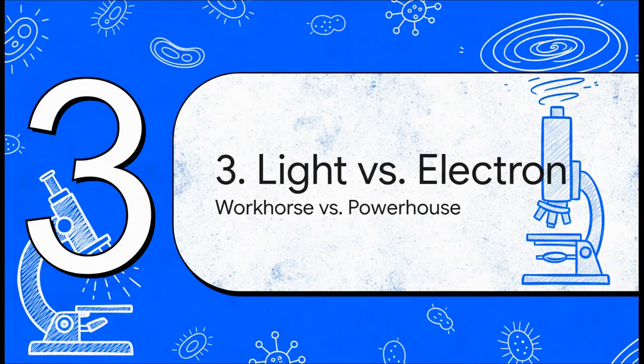Okay, part 3, light versus electron. Now that we've got the basics down, let's look at the machines themselves. It's time for the big comparison between the two main types you need to know. The light microscope, that's the trusty workhorse you'll find in your school lab, and the electron microscope, which is the high-tech powerhouse that drives cutting-edge research.